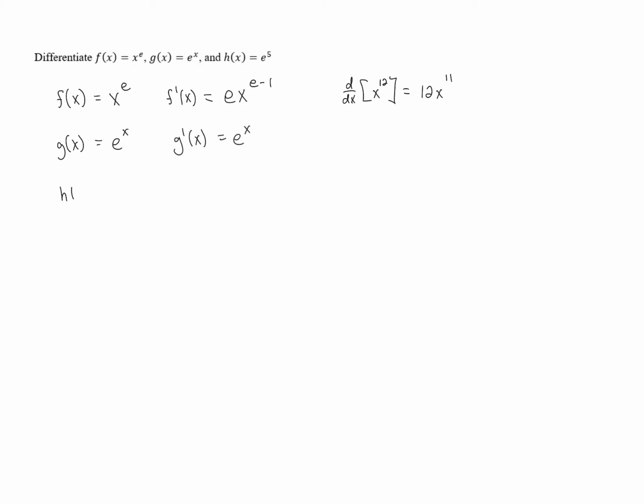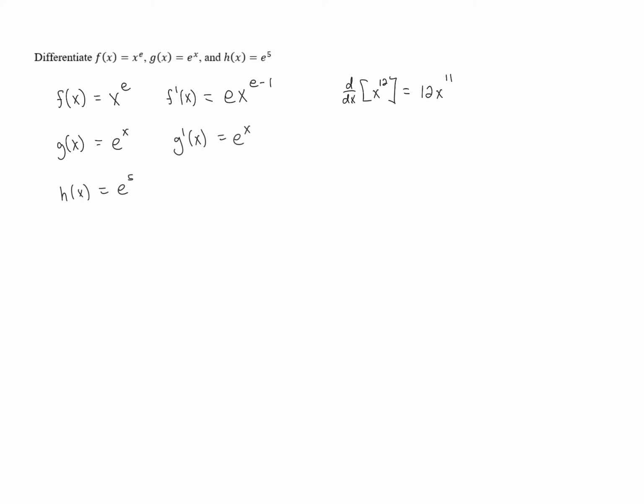And then we've got one last, h of x equals e to the fifth. This is neither an exponential function nor a power function. This is a constant function because there's no variable here at all. This is just a number. e is approximately 2.7. When we raise it to the fifth power, that's about 2.7 times 2.7 5 times. It's just a number, so this is a constant function.